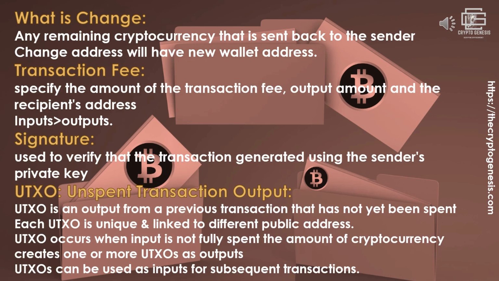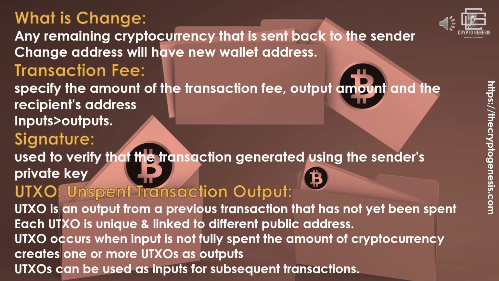Unspent transaction output. In simpler terms, a UTXO, or unspent transaction output, is an output from a transaction that has not yet been spent or used in any subsequent transaction. Unspent output occurs when a transaction input is not fully spent, the amount of the cryptocurrency that a particular address or public key controls. When a transaction occurs on a blockchain, it creates one or more UTXOs as outputs. These UTXOs can then be used as inputs for subsequent transactions and the process continues. Each UTXO is unique and is tied to a specific address or public key.